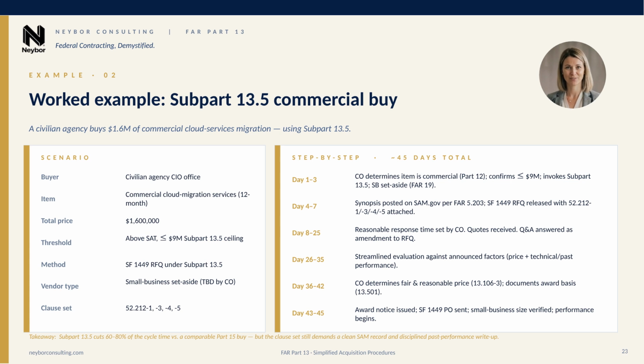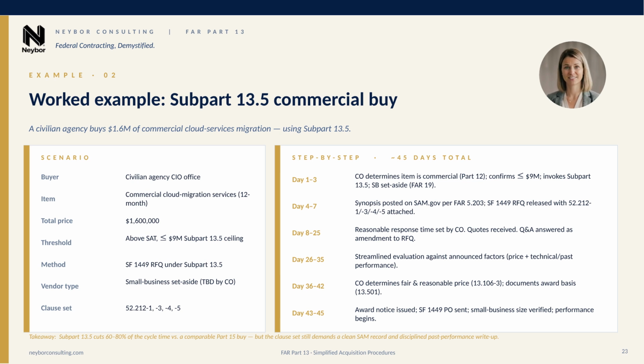Now a larger example. A civilian agency CIO office needs commercial cloud migration services for 12 months. The total estimated value is $1.6 million, well above the simplified acquisition threshold, but well below the $9 million Subpart 13.5 ceiling. On the left are the scenario facts, the SF-1449 RFQ format, the 52.212 commercial clause set, and a small business set-aside applied by the contracting officer.